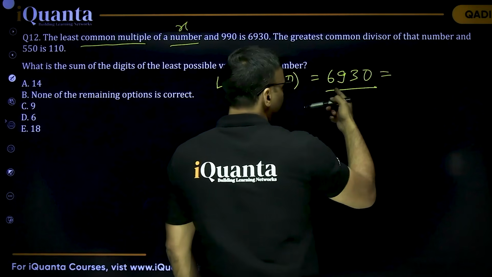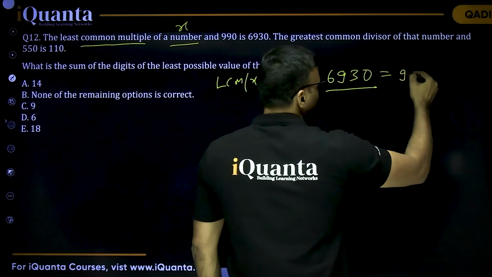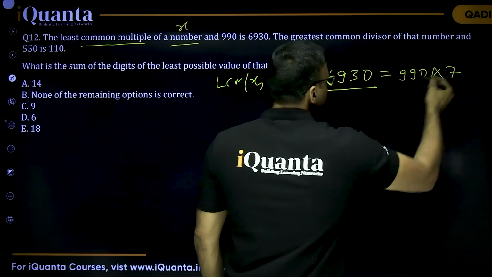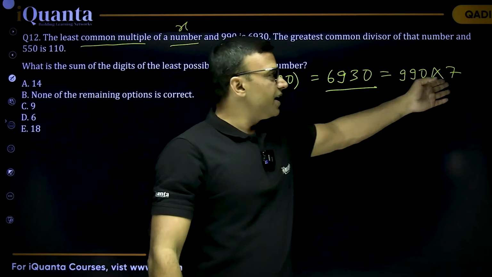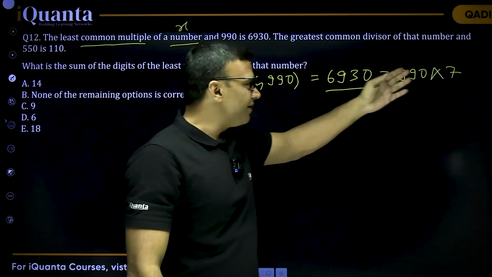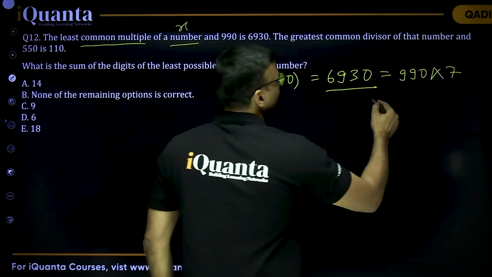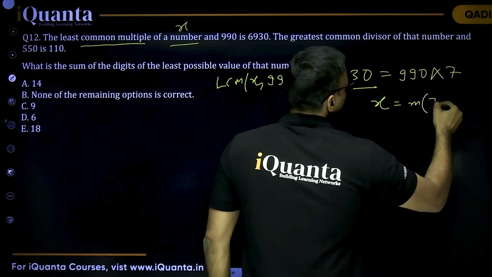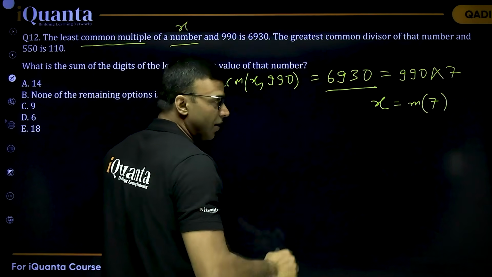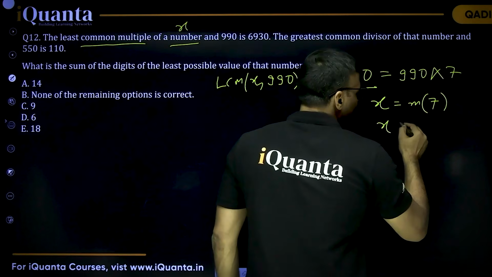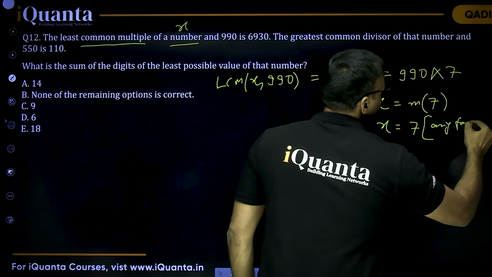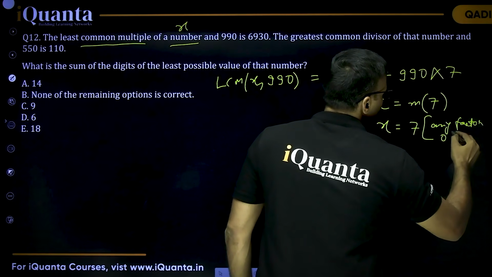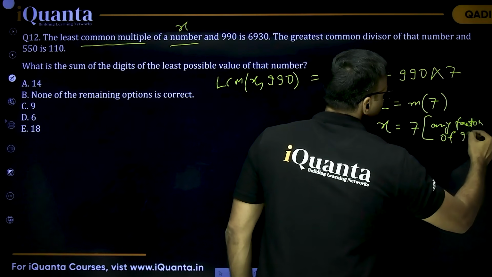Now if I break it as a multiple of 990, it is 990 into 7. See, it was supposed to be a multiple of 990, so it is. Now where does this 7 come from? Definitely this 7 would have come from x, right? So x has to be a multiple of 7. It can be any multiple of 7? No, it cannot be any multiple of 7. X can be 7 into any factor of 990, right? Any factor of 990. That is the idea.